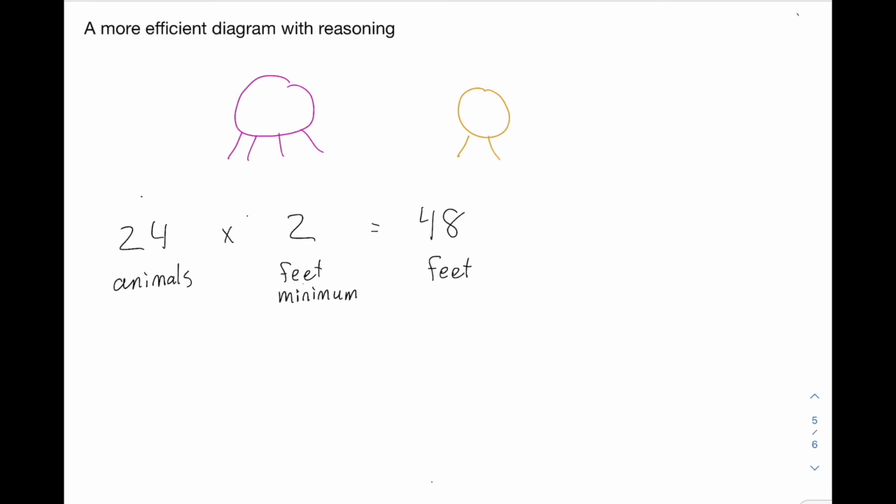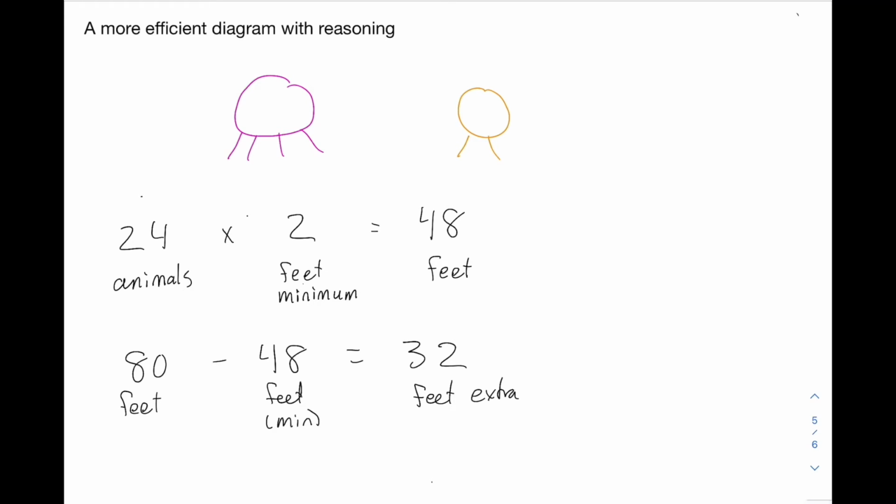So then we're going to go to our next piece of information and say, well, I need 80 feet. And if I had just chickens, then I've already used up 48 feet, but that's not a sufficient number of feet. This was the minimum case. And so what does this leave me with? This leaves me with 32 feet extra.